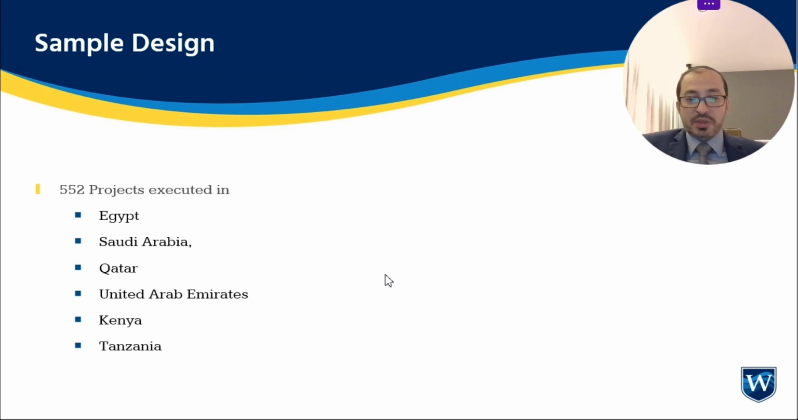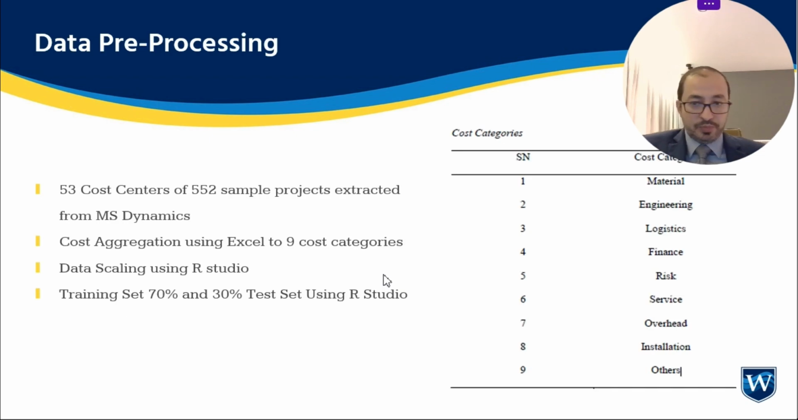So I received data on 500 plus projects executed in different countries, including Egypt, Saudi Arabia, Qatar, United Arab Emirates, Kenya, and Tanzania. I received the data in a different format, extracted from Microsoft Dynamics. So I needed to transform that data into my format in order to facilitate building a model.